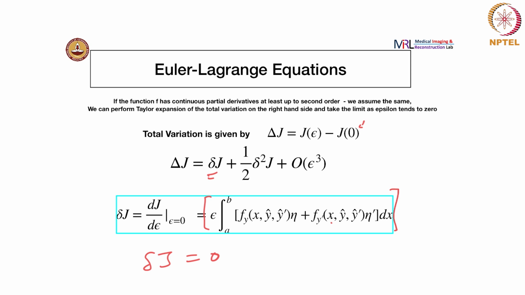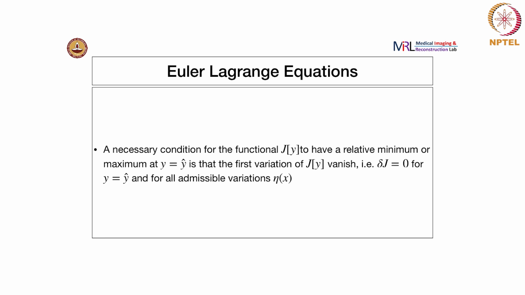So we can show that delta J equals 0. That's again like a theorem you can prove. And once you set that to 0, then the next step happens. A necessary condition for the functional J of y to have a relative minimum or maximum at y equal to y hat is that the first variation vanish. So this is like a theorem. I'm not going to prove it, but I gave you a kind of hand-waving argument, because delta J, which is called the first variation, is an odd function of epsilon. By changing the sign of epsilon, we could make it lower than J of 0, which is not true.